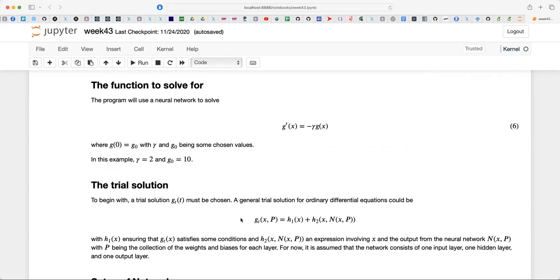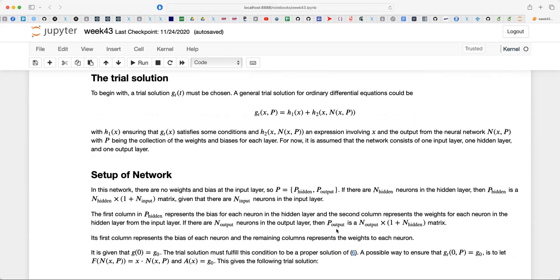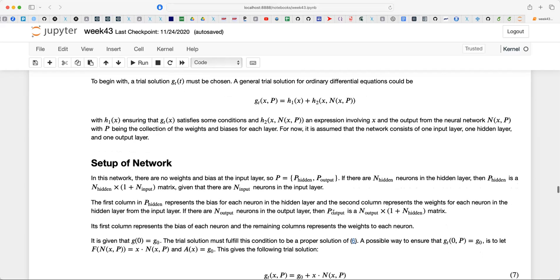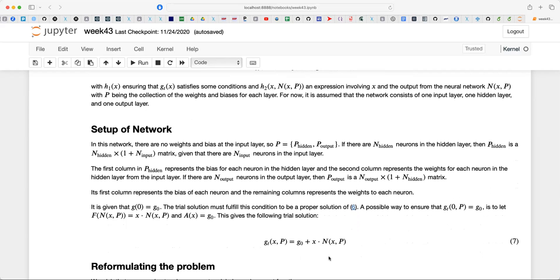So we would set up a model where we have a function h1 plus this h2, which depends on your neural network. When you're setting it up, as we discussed before, you will need to specify a certain number of hidden layers, the type of output you want to produce, etc. If you think of the initial condition as a constant g here, then with x times the neural network, which is just a guess on the solution, you know that when x is 0, you have only g0 back, right? So this is one way by which you can start the initial guess.